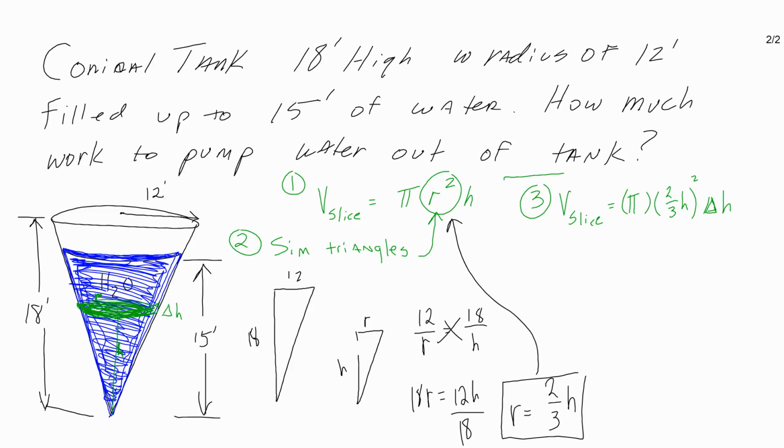Now, circle that because you're going to use that to find your force, which is volume times what? Write this down. Force is volume times what? Density. And that's where you pull in your 62.5. Now we're still in green because we're finding the force of the slice.